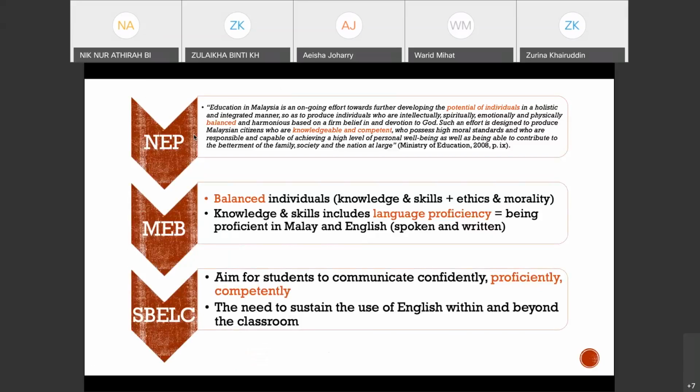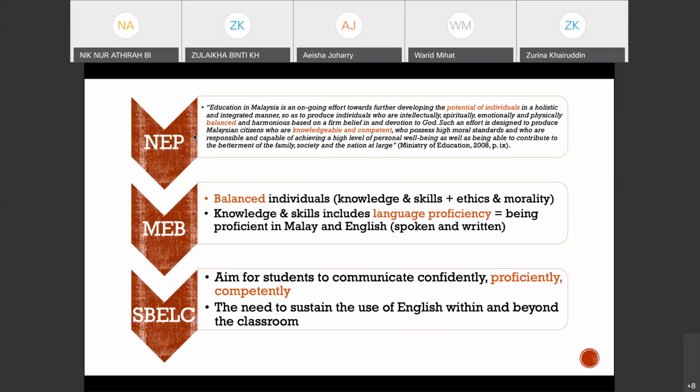So basically in Malaysia we have three main documents that we focus on, and these are the documents that we refer to when we have questions about our system. For example, we have the National Education Philosophy, which I'm pretty sure everybody knows. The next one is the Malaysian Education Blueprint, which I think we're very familiar with. And the last one is the curriculum itself.